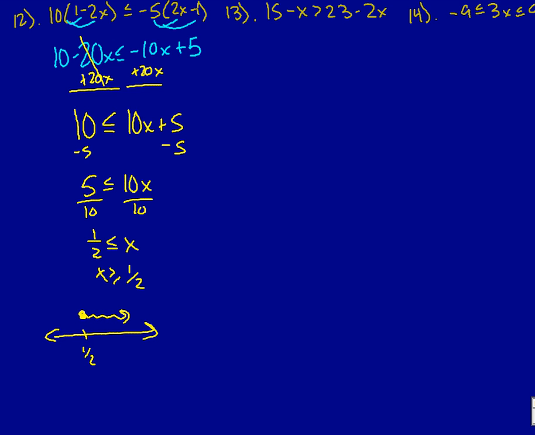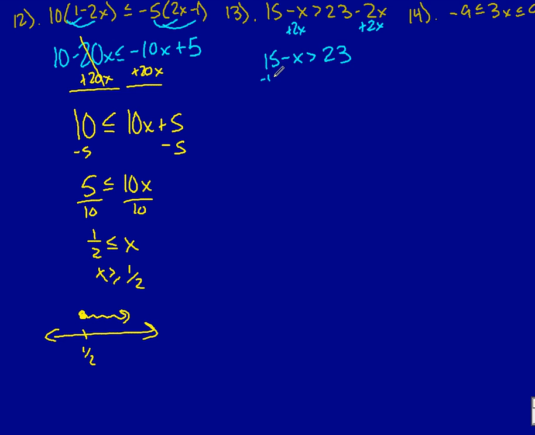Okay, number 13. I have 15 minus x is bigger than 23 minus 2x. So I'm going to start by adding a 2x to both sides. Again, it doesn't matter if I add an x or a 2x, it's just easier for me to add 2x here. Okay, so this gives me 15 minus x is bigger than 23.